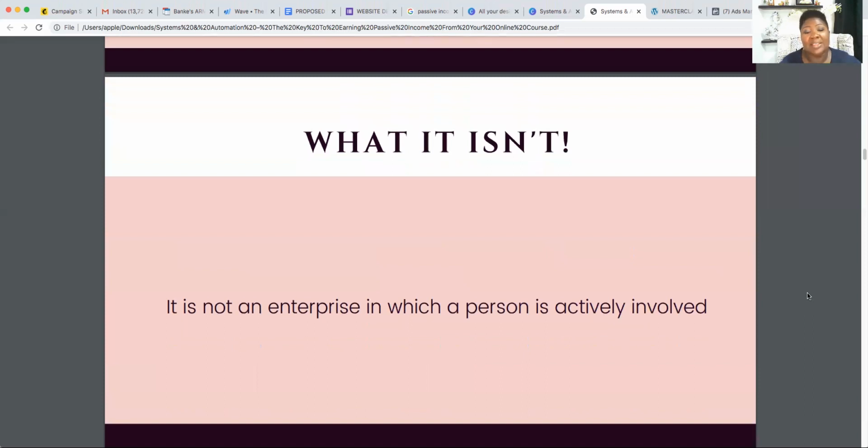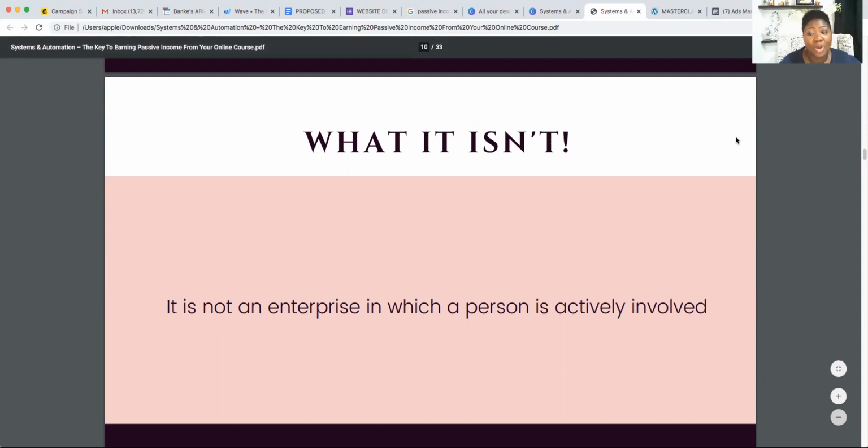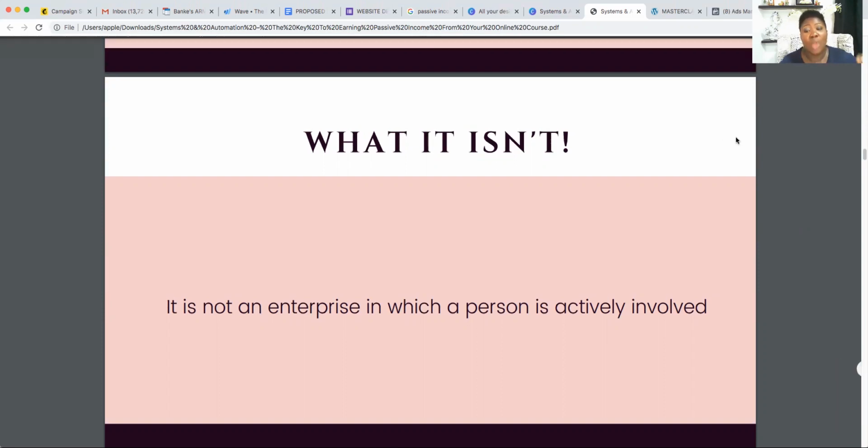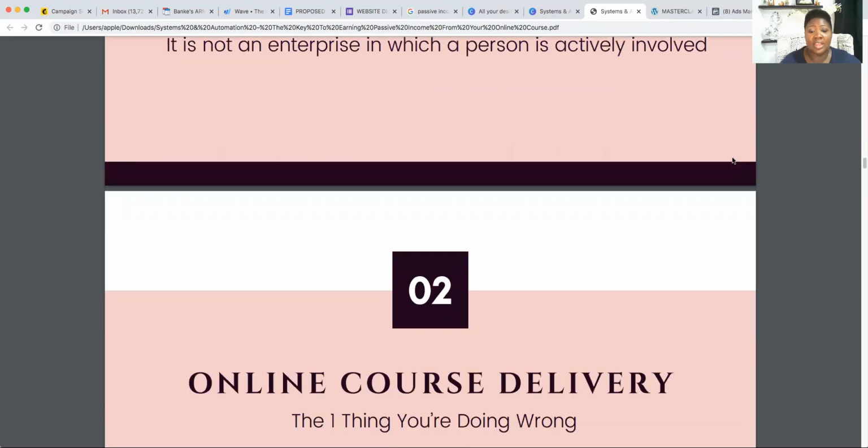Now, what passive income isn't? It is not an enterprise in which a person is actively involved. In other words, for you to earn passive income in the real sense of the word, you have to be passive. Whatever it is you're doing, whether you're delivering a course or you are selling something, if you really want to say you're earning passive income, then it means you are not actively involved in every step of the way, especially in delivery.